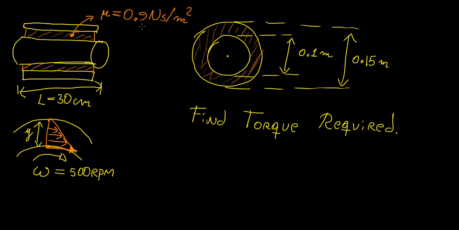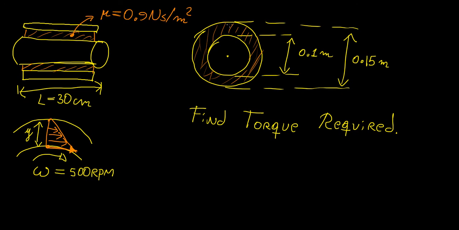Now the lubricating oil in this case has a viscosity of 0.9 newton seconds per meter squared, and we're given the dimensions of the shaft and the outer cylinder. So using the basic principles we have learned so far of viscosity and shear stress on fluids, we should be able to calculate the total torque required to rotate that shaft at this speed of 500 RPM.